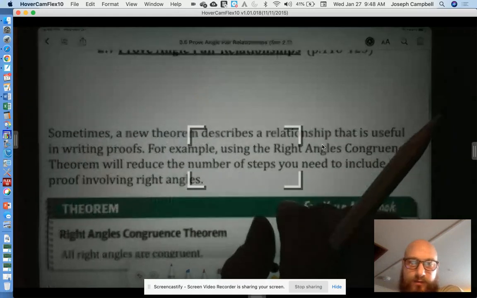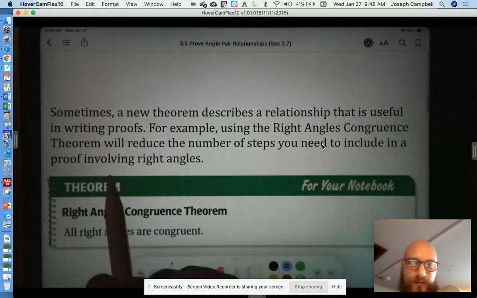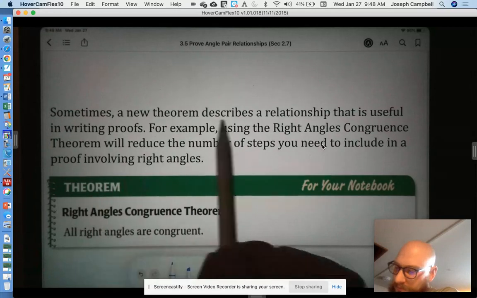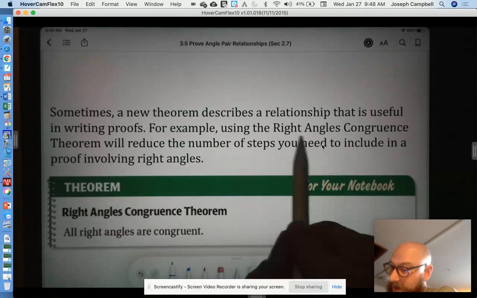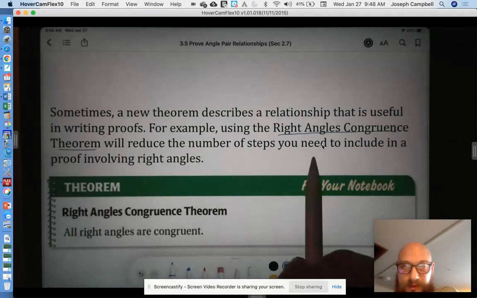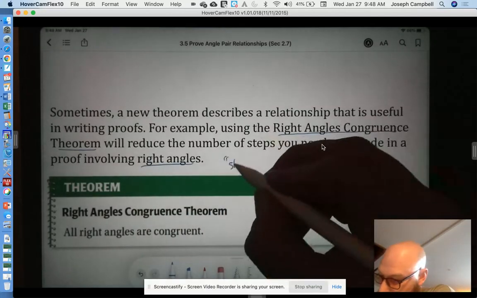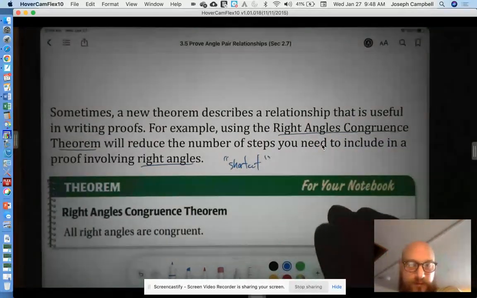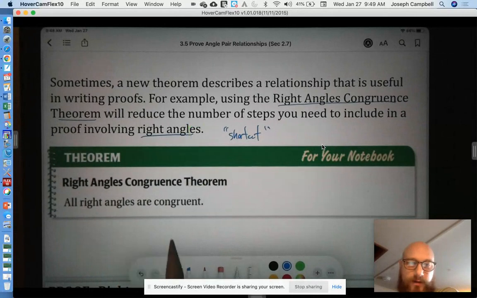We're going to continue with the first theorem, which is the right angles congruence theorem. Let's read through this together. Sometimes a new theorem describes a relationship that is useful in writing proofs. For example, using the right angles congruence theorem will reduce the number of steps you need to include in a proof involving right angles. Okay, think of it as a shortcut. All right. So the right angles congruence theorem is very straightforward. It simply says all right angles are congruent.